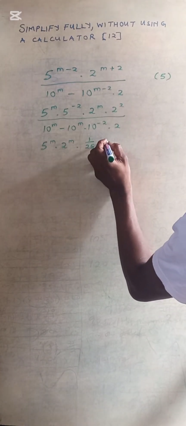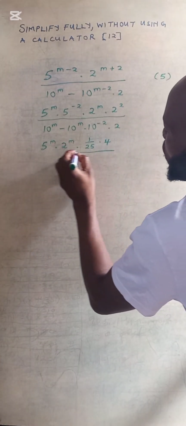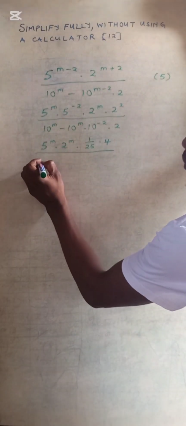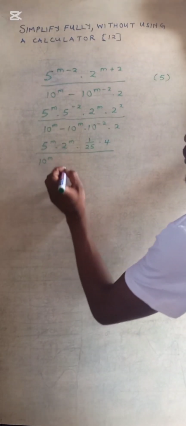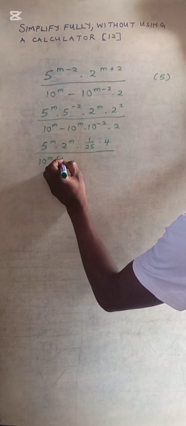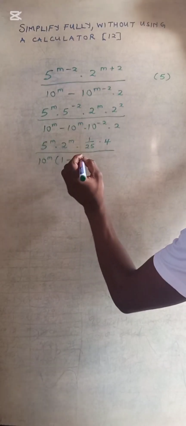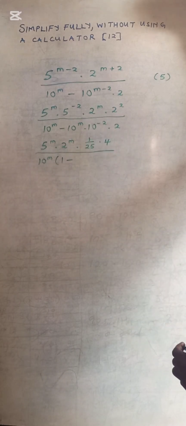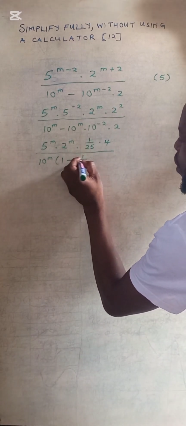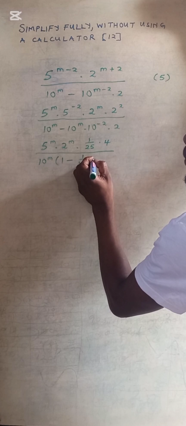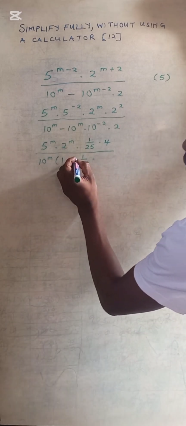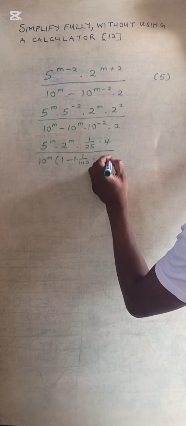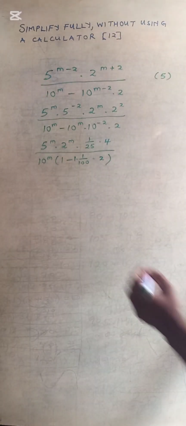So this is the same as 1 over 2 to the exponent 5, which is 1 over 25, multiplied by 2 squared, which is 4, right? So down here we can take out a common factor. Our common factor is 10 to the exponent m. Therefore here we'll be left with 1, minus here will be left with 1 times 1 over 10 squared, which is 1 over 100, multiplied by 2. It makes no difference, but let's put it.